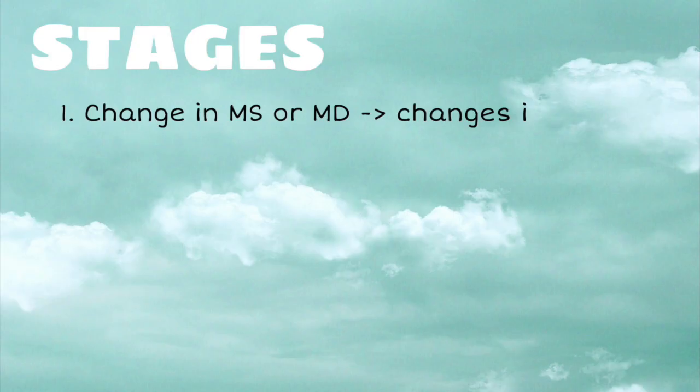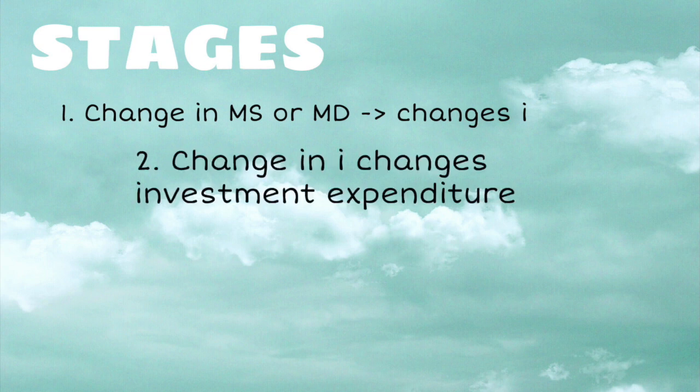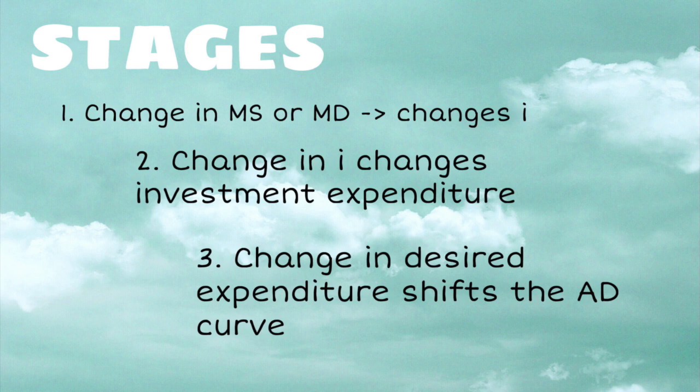There are three stages in the mechanism. First, a change occurs in the money supply or money demand curve, which changes the equilibrium interest rate. Second, the change in the equilibrium rate results in a change in desired investment. Third, the change in the aggregate expenditure causes a shift in the AD curve.